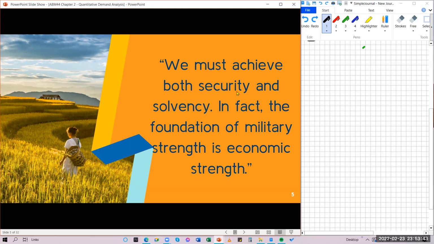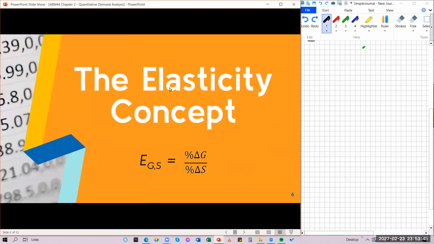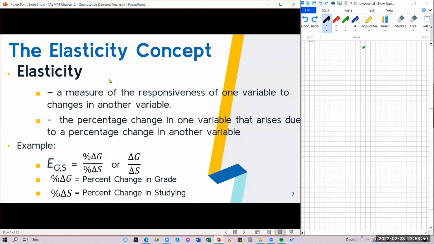First, we have the elasticity concept. This is the first topic. We had already talked about demand and supply. Now we will be talking about elasticity. What is elasticity? It is a measure of the responsiveness of one variable to changes in another variable. Elasticity is actually a measurement.